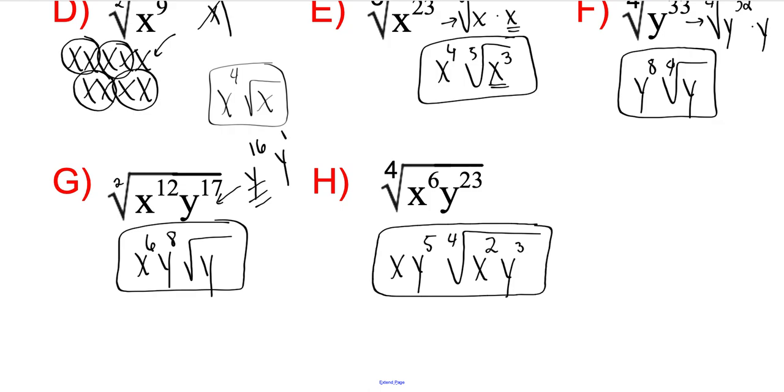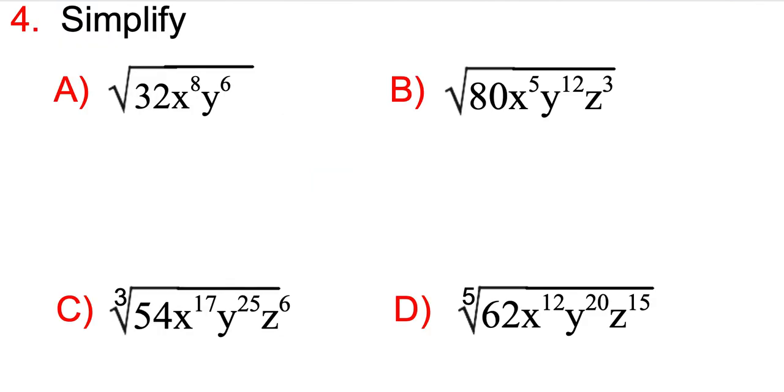So these ones are a little bit difficult because I'm doing that step several times at once. But again, divide the exponent by the index. The remainder goes back underneath. All right? So in these, we're doing kind of everything together. Okay? So we have to break down our number, and then we break down our variables.